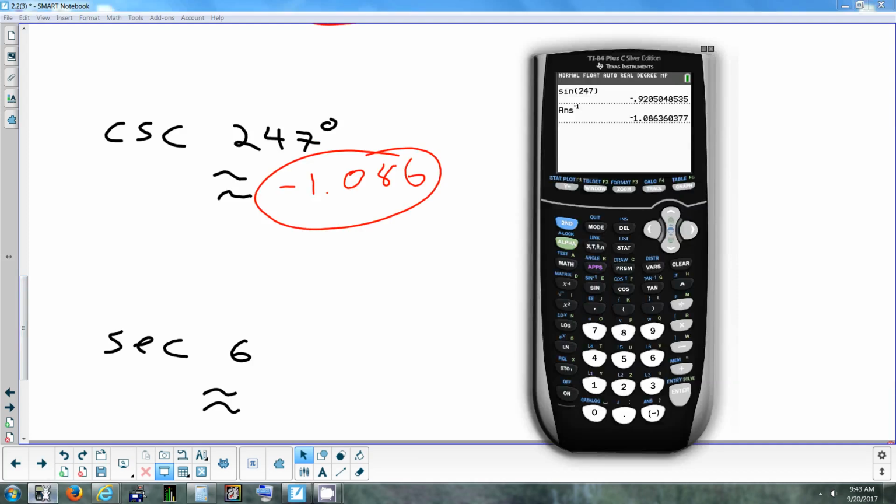All right, how about secant of 6? What would I do first? Change the calculator to radians. Good, change to radians. And how do you get secant of 6? Do the cosine of 6 and flip it. I'll show you another way you can do it. If you don't want to have to flip it in the end, type it in just like that. 1 divided by cosine 6. Okay, 1.041.